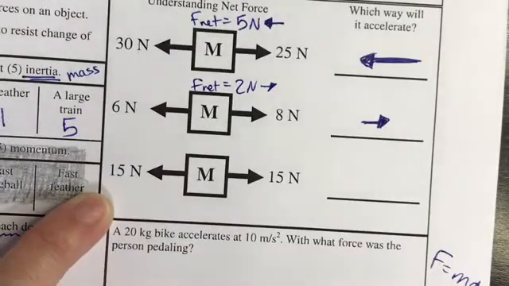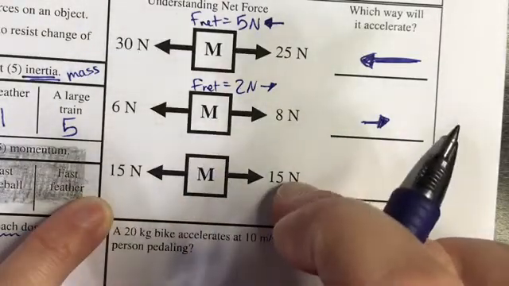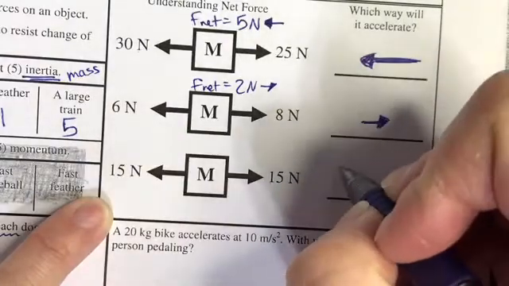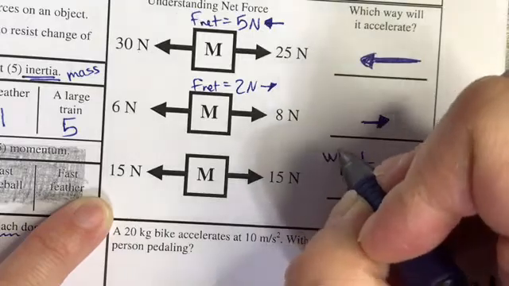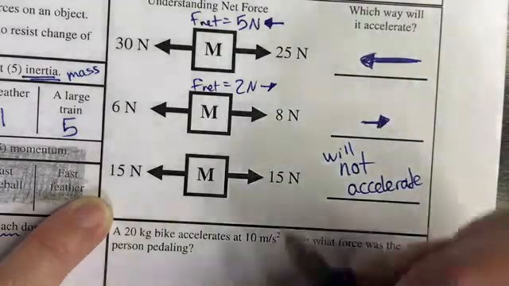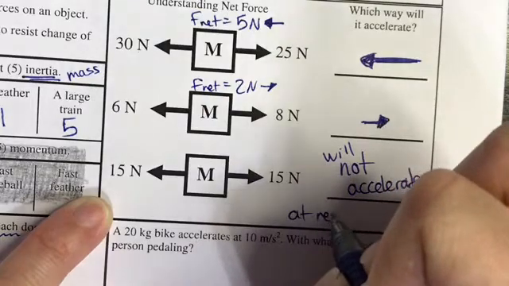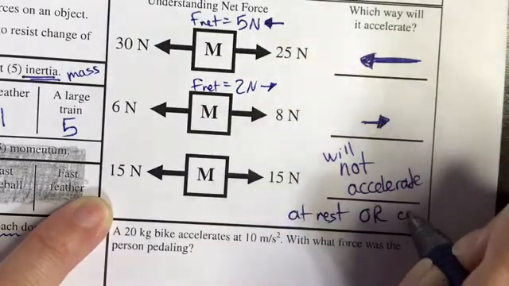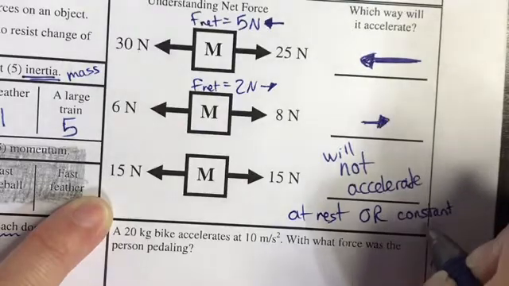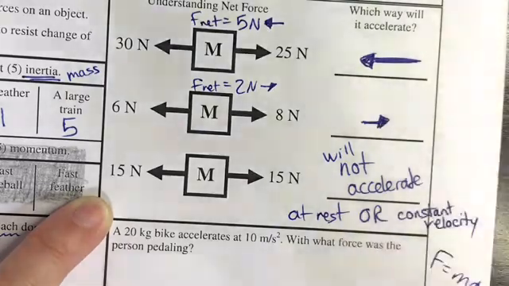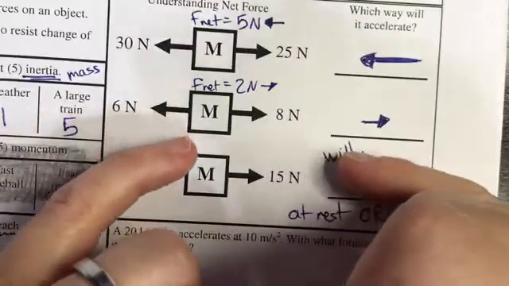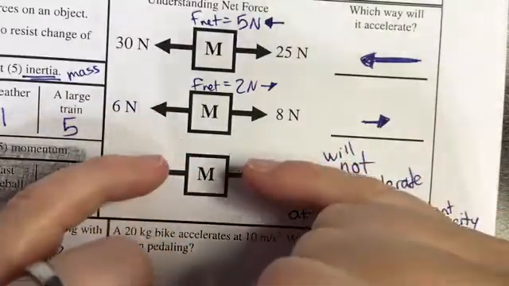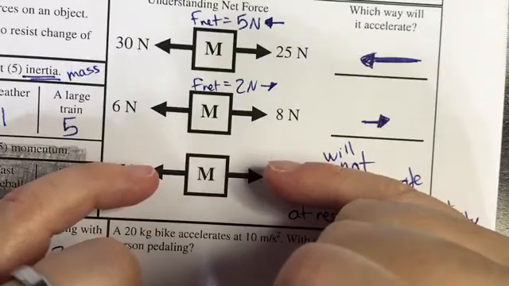What about that third one? 15 newtons this direction, 15 newtons that direction. Which way will it accelerate? It will not accelerate. It has two options. It could either be at rest or it could have a constant velocity. We don't know until we know more information about the motion. It could be either scenario. It could be it's already moving and there's the force of the engine and air resistance pushing it, or it could be at rest and there's two things pulling at it that are balanced out.